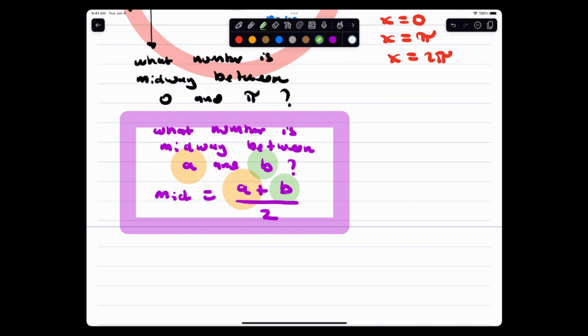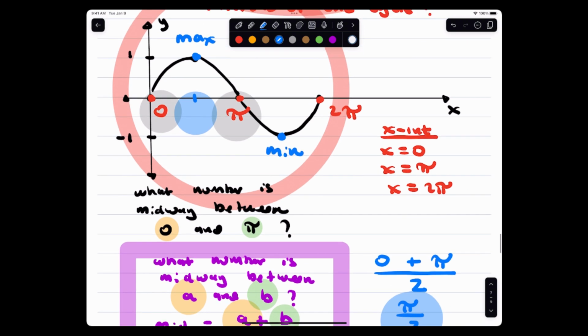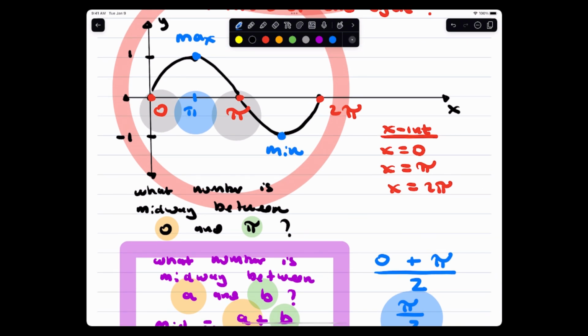So in this case now, you might say, do I take the 0 and do I take pi? Do I add them and divide by 2? Well, yes. So you take 0 plus pi, and you divide by 2. What is 0 plus pi? Pi, and you divide by 2. Now, ladies and gentlemen, there you go. It's pi over 2. So that number goes over here. Easy peasy lemon squeezy.